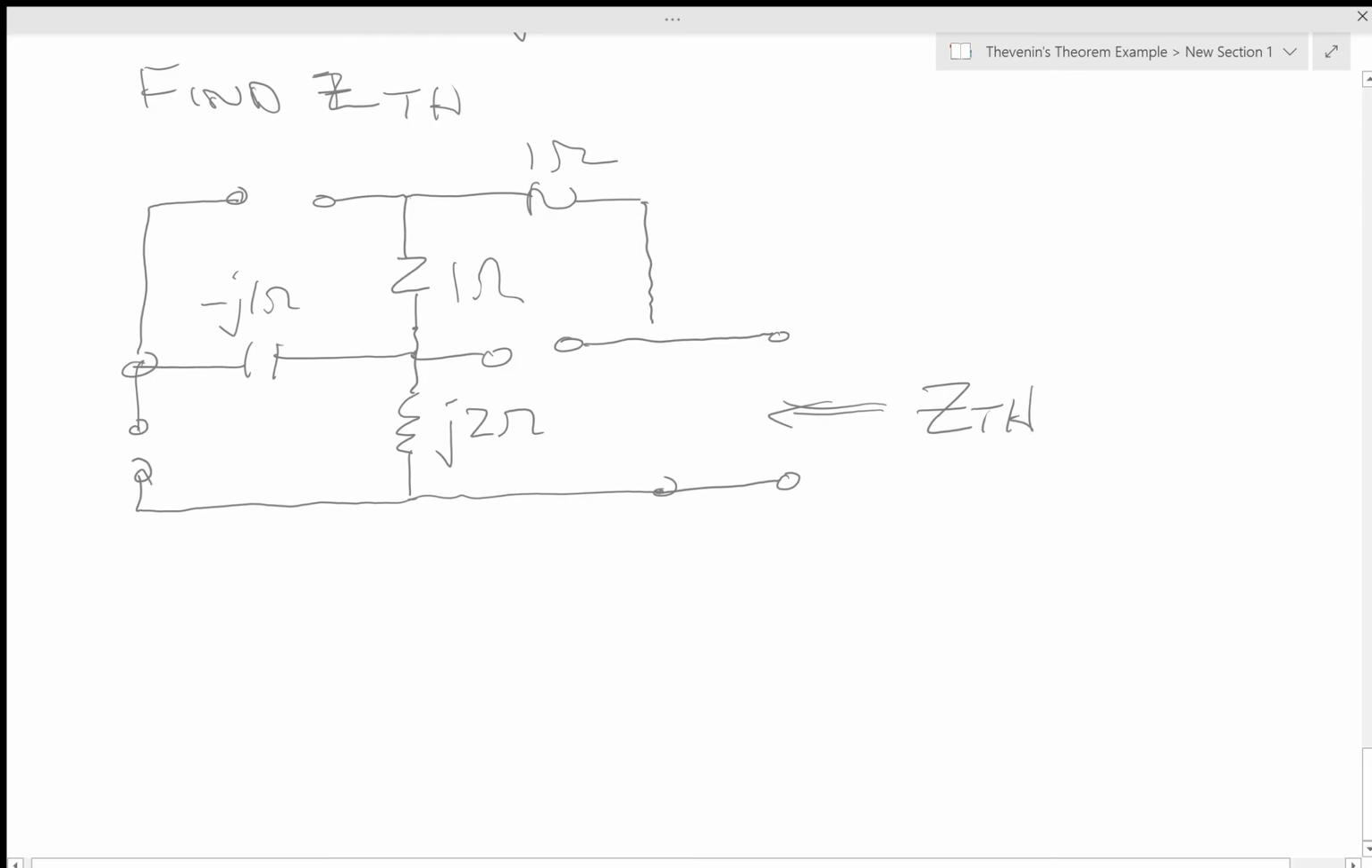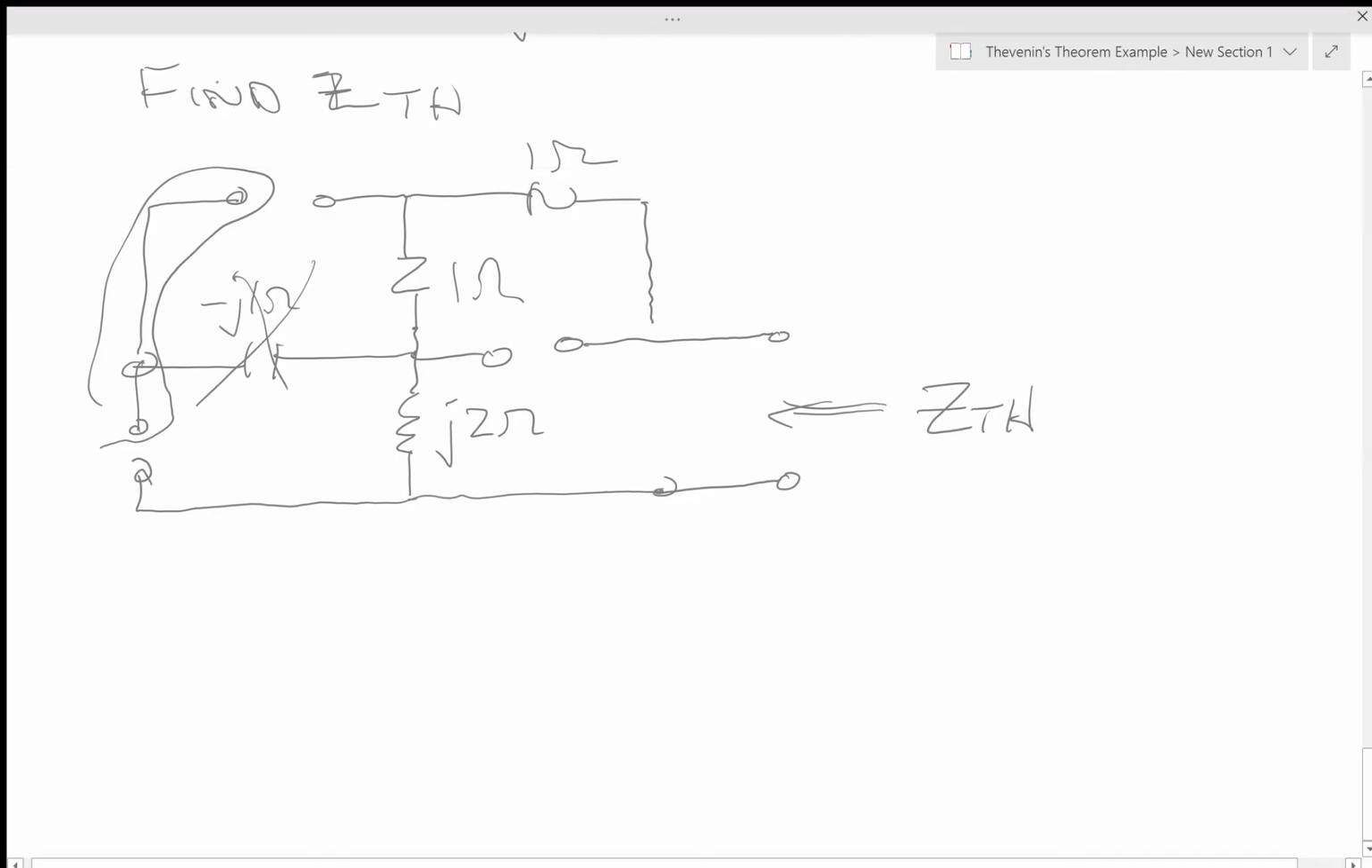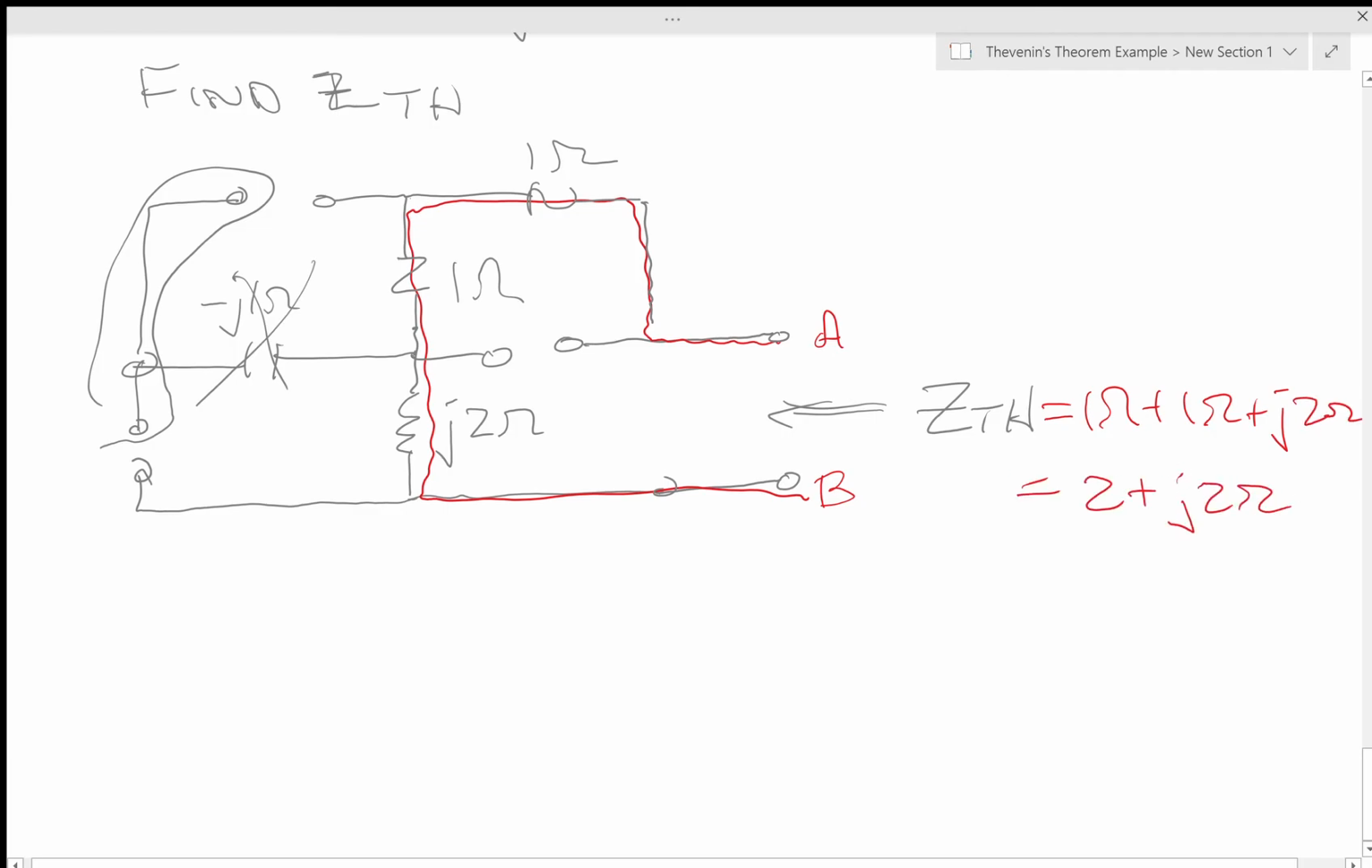Well, once again, the capacitor, the opposite end of this capacitor is not hooked to anything, so it's gone. So if I look at going from A to B, if I say this is A and this is B, I'm going to go from A to B. And there's only one path, so then ZTH then equals 1 ohm plus 1 ohm plus J2 ohms, which equals 2 plus J2 ohms. All right, I'm done.